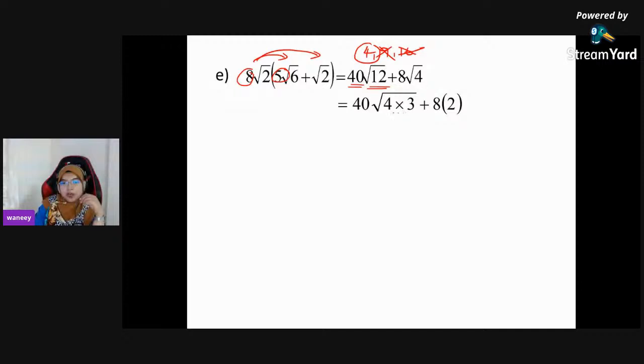And then over here, we can actually separate the square root. So it will become square root of 4 times square root of 3. And then don't forget to multiply the number with the number. So we have 40 times 2, 40 times 2 is 80. So 80 square root of 3 plus 16. Okay, so that's it for E.